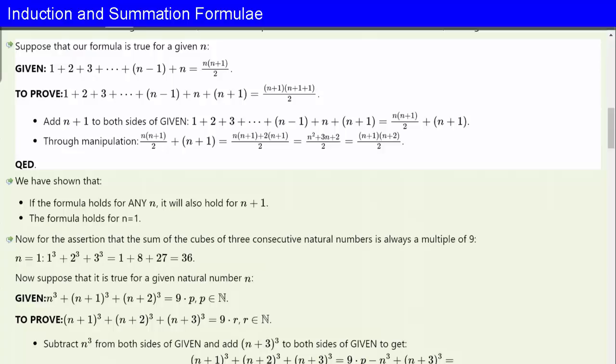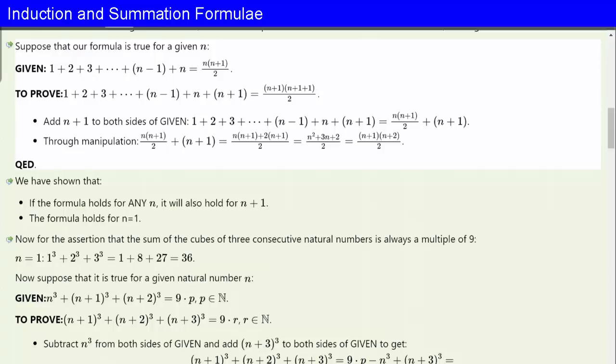Now we have to start with what we're given, and we have to somehow end up with what we're trying to prove using legitimate mathematical manipulations. The easiest way to do this is to convert the left side of given to the left side of to prove, and that's easy. Just add n plus 1 to both sides of given.